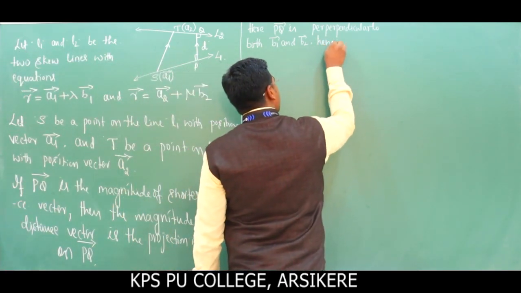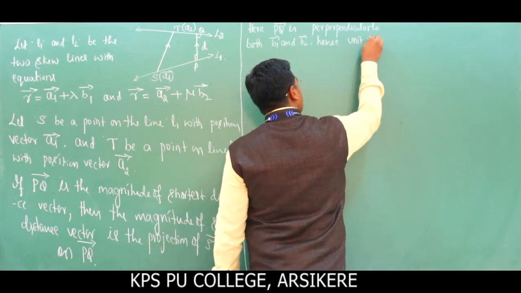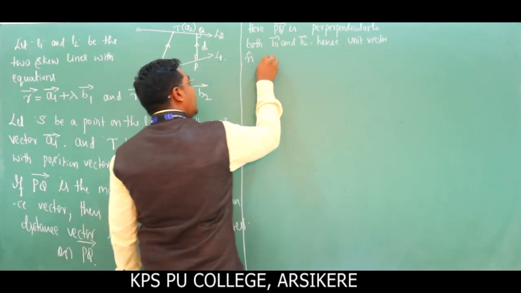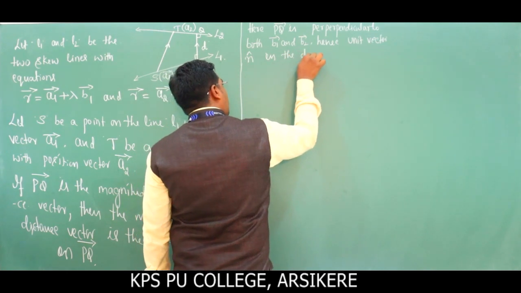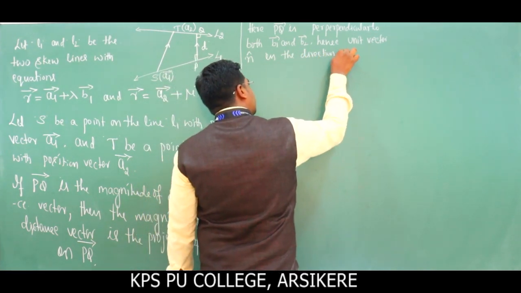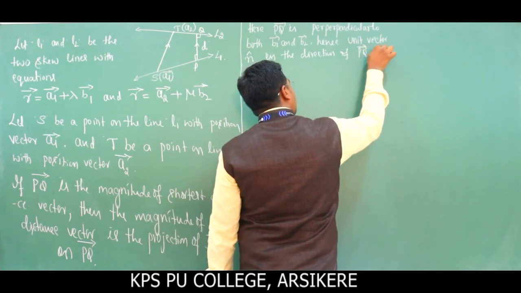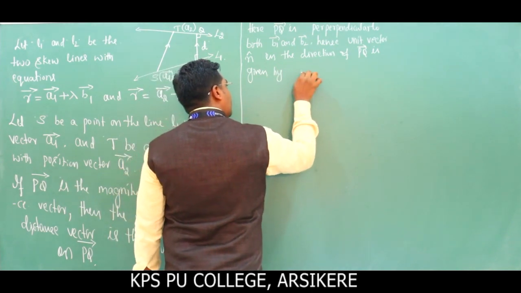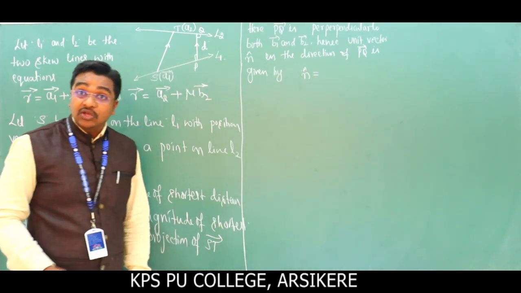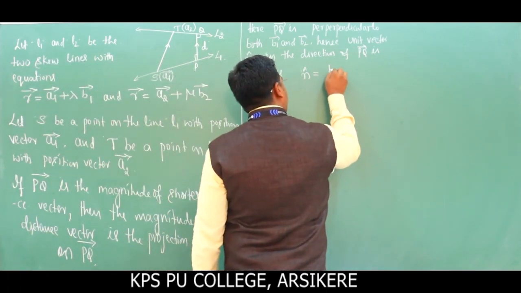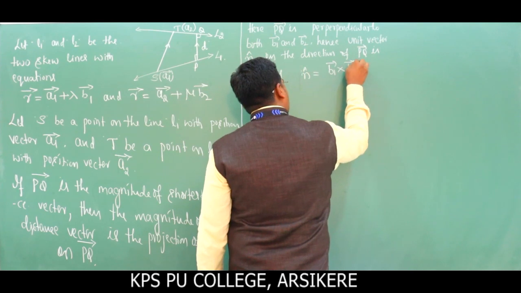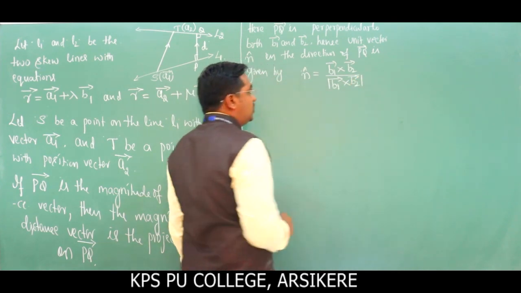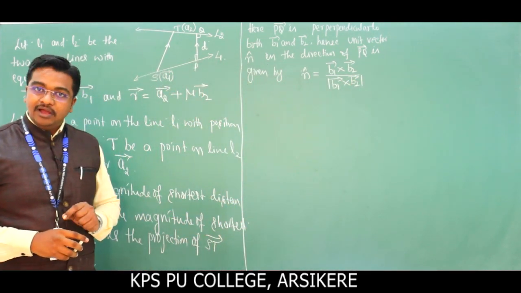Hence, the unit vector. So I will take this as n cap. Unit vector n cap in the direction of vector PQ is given by n cap is equal to vector B1 cross vector B2 divided by modulus of B1 cross B2. This is a unit vector in the direction of P and Q.